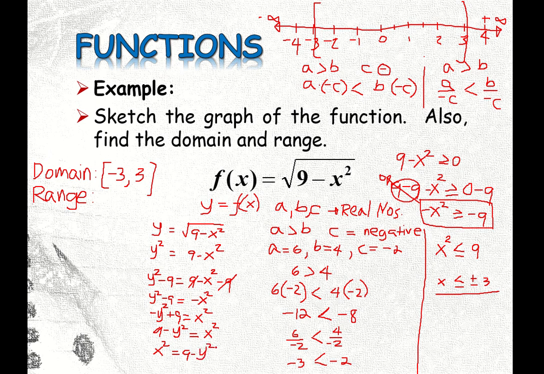Okay. Now to solve for x, let's take square root on both sides. So taking square root on both sides, we have x equal to, you have two values for the right side. You have plus and minus square root of 9 minus y squared.